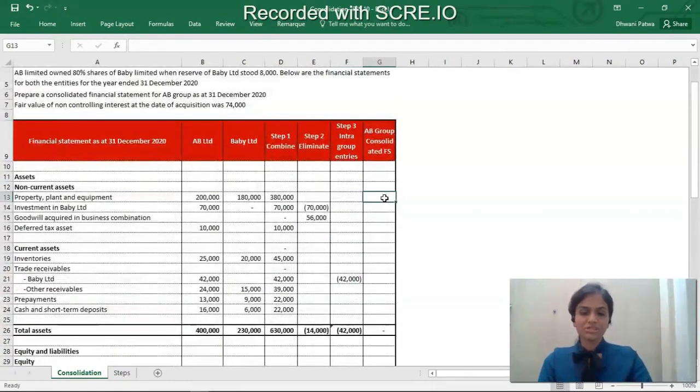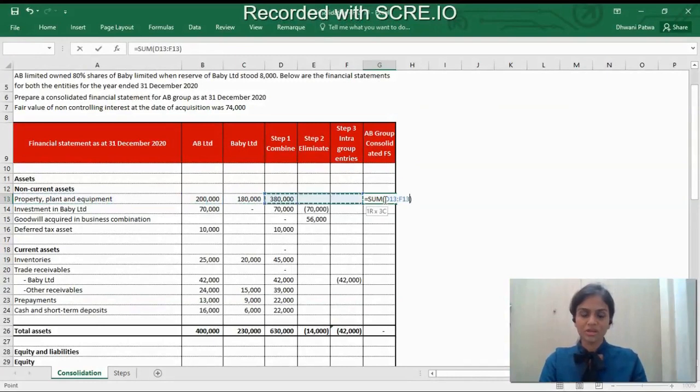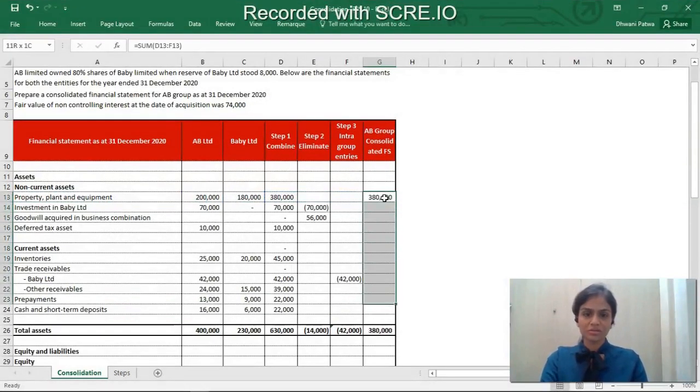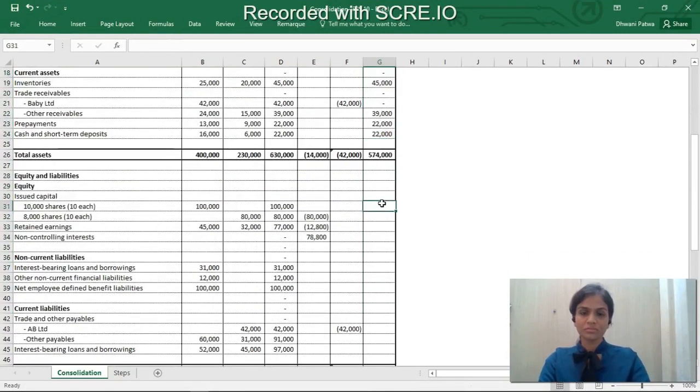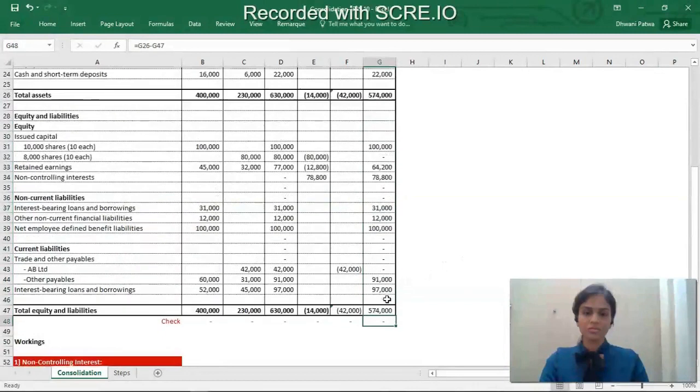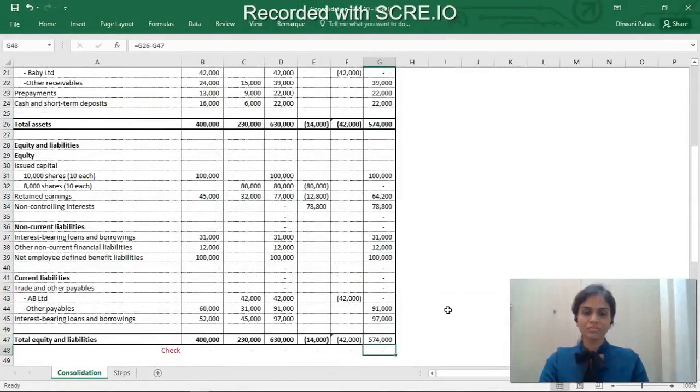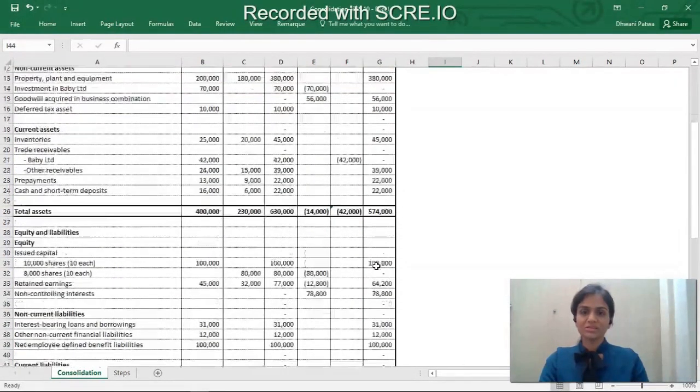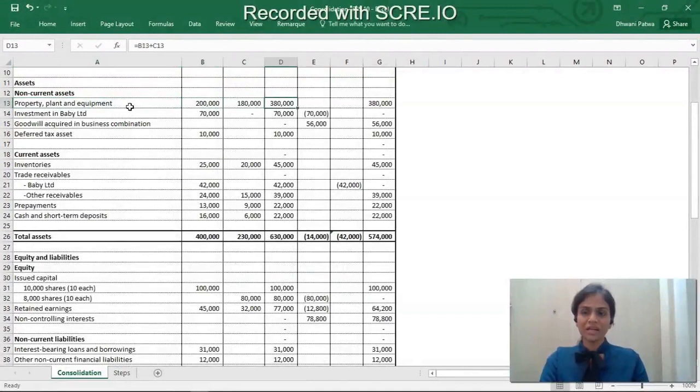Finally, I'll just add all my figures from step 1 to step 3 to get my final consolidated financial statement. My balance sheet tallies. Now, we see this makes sense. Property, plant and equipment we've added line by line. Investment in BB Limited we've eliminated in the final consolidated financial statement. Goodwill we've recalculated. Deferred tax asset we've added line by line. Inventories we've added line by line. We made an adjustment in trade receivables to eliminate the intra-group entry. Prepayments and cash, again we've added line by line.